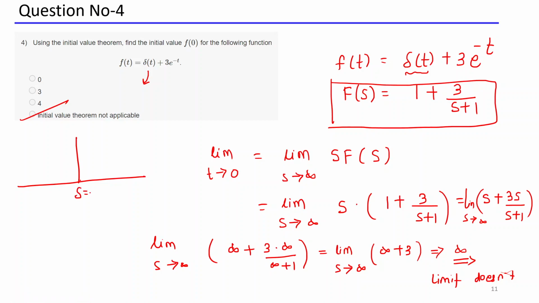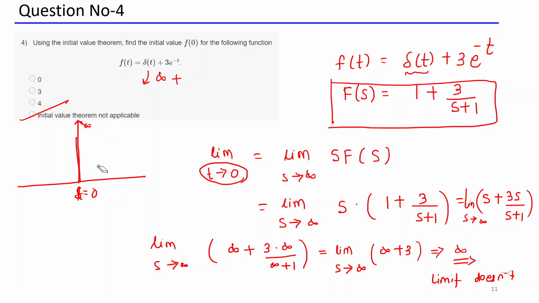At delta equal to 0, that is at t equal to 0, its amplitude is infinite, right? Yes, sir. So some infinity plus, if you just put t equal to 0, sir. Because your limit, the initial value theorem, is what? You have to check at t tends to 0.